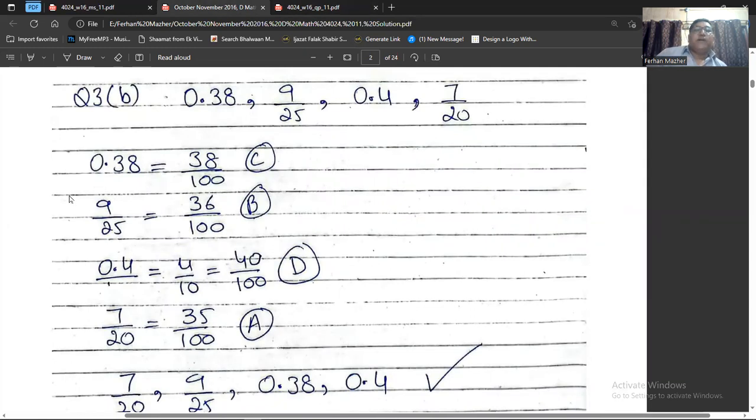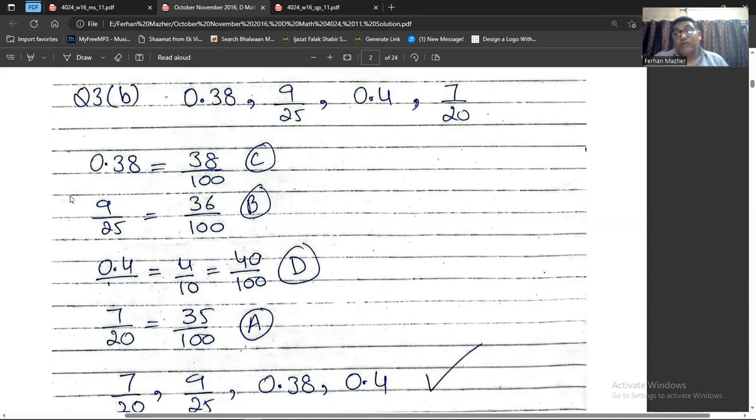0.38 means 38 by 100, 9 by 25. So I will multiply numerator, denominator both with 4. So I will get 36 by 100. 0.4 is 4 by 10. Multiply upstairs, downstairs with the 10. So you will have 40 by 100 and 7 by 20. Multiply numerator, denominator both with the 5. So you will get 35 by 100.